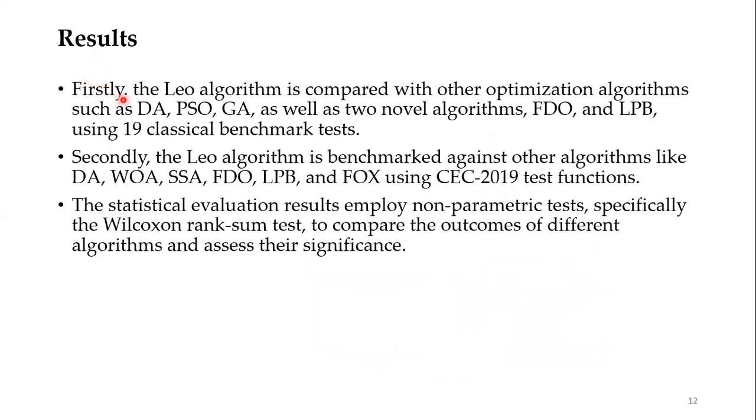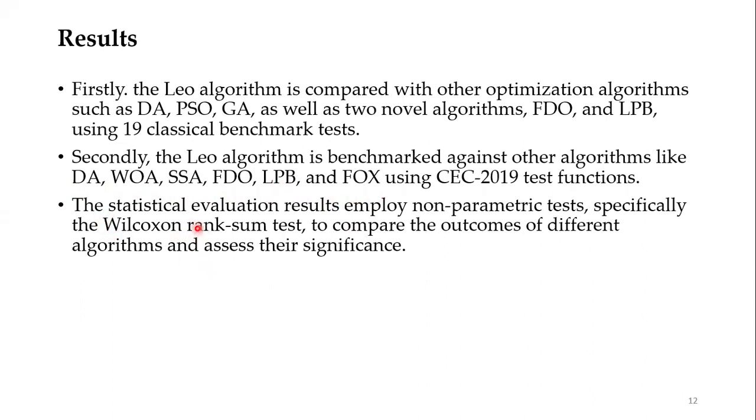Leo were compared and evaluated against FDO, LPB, PSO, genetic algorithm, and Dragonfly, and measured by 19 classical benchmark tests. Leo also tested against CEC 2019 test functions, and the algorithms that Leo competitively outperformed were Dragonfly, WA, SSA, Fitness Dependent Optimizer, Learner Performance Based, and Fox algorithm.